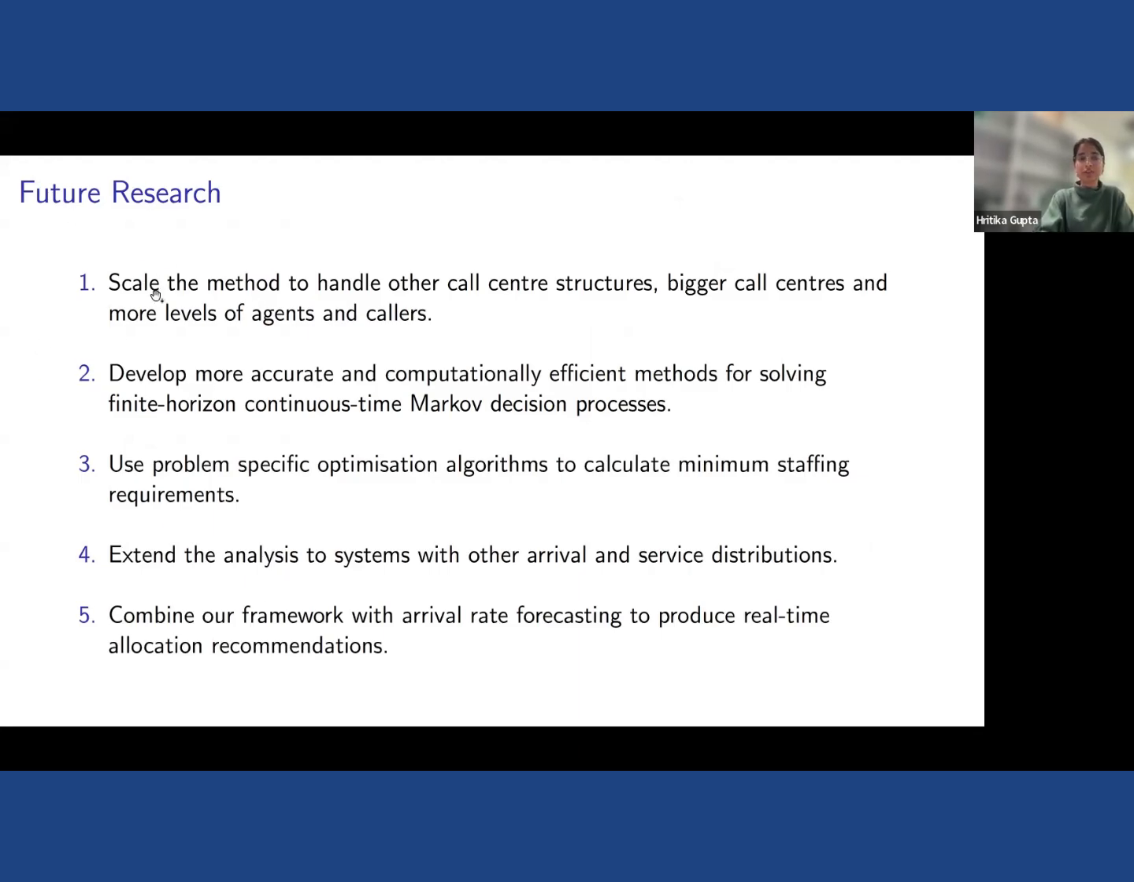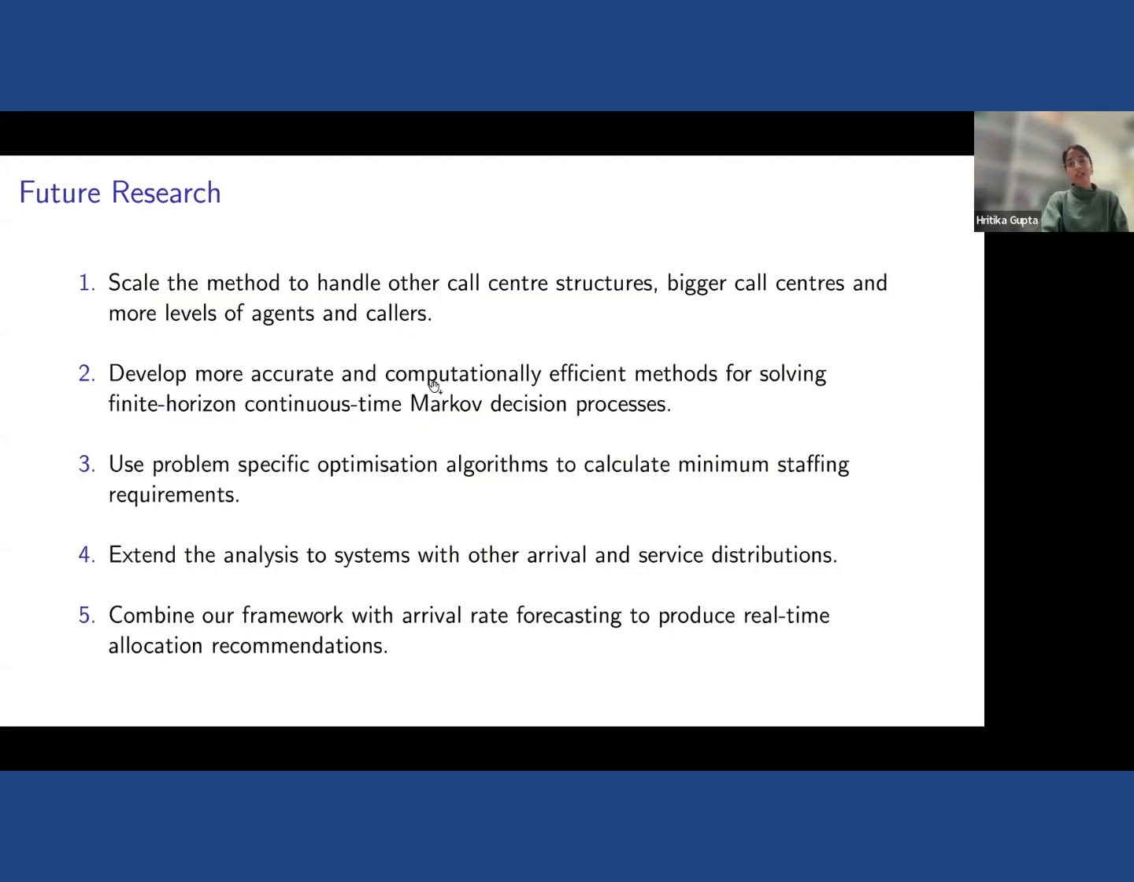Some of the future research goals. We would like to scale this method to handle other call center structures, bigger call centers, and more levels of agents and callers. I have applied this method on a different call center, a multilingual call center, which has a different structure, but it is still hierarchical. It would be nice to extend this method to call centers that do not have hierarchy among their agents. And bigger call centers also comes down to writing better, more efficient code. And again, more levels of agents and callers also, more efficient code would help with that.